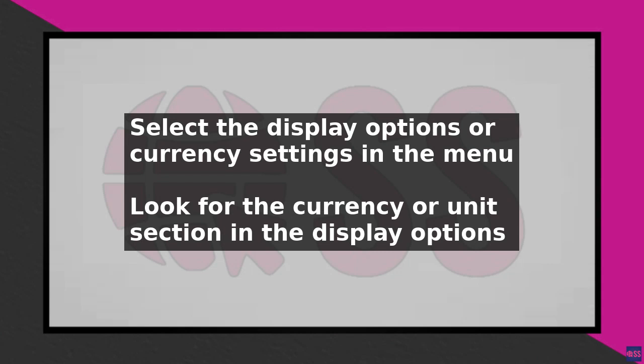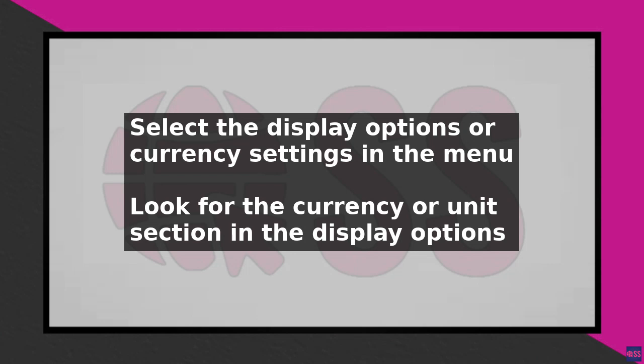Here you will find a list of available currencies, including fiat currencies like US dollars, euros, or yen, as well as cryptocurrencies like Bitcoin or Bitcoin Cash. Select the currency you wish to use from the list. The app will then update the display to reflect the chosen currency.